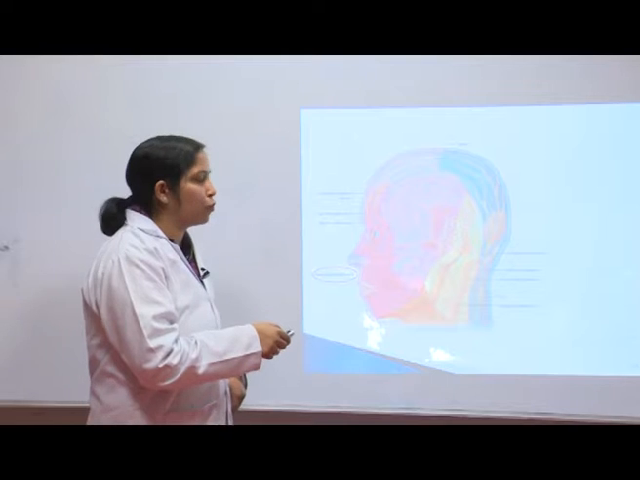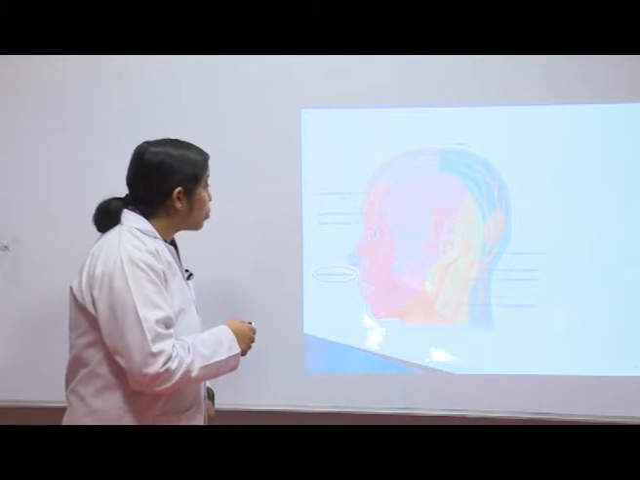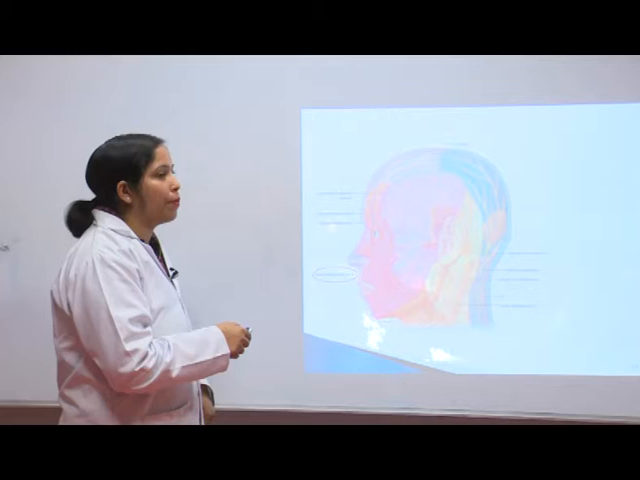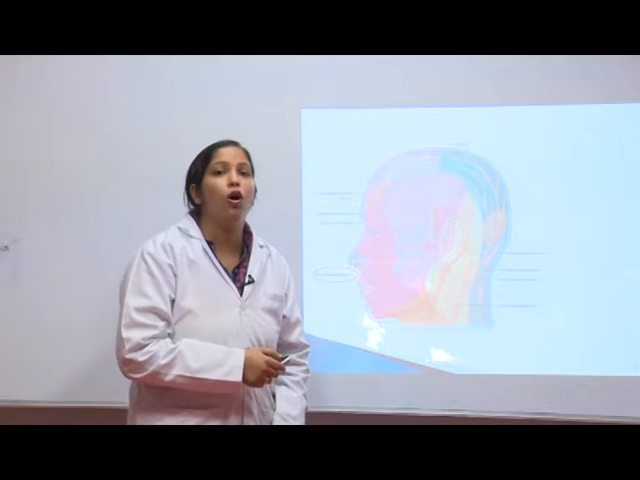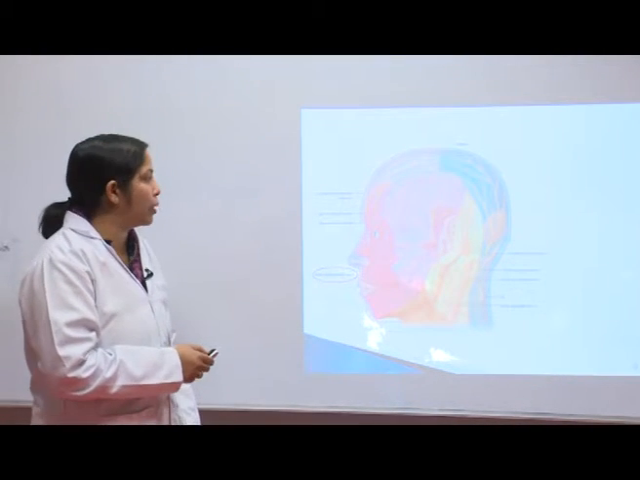So these are the 4 nerves, out of which the supratrochlear and the supraorbital nerves are branches from the ophthalmic division of the trigeminal nerve.